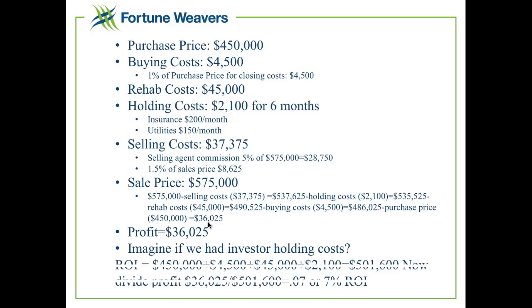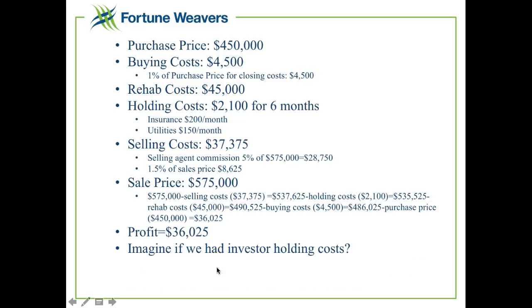So if you figure, let's back this out. Let's figure you're going to borrow about $500,000 on this. You've got $450,000 purchase plus $45,000 rehab. You've got some buying costs, some holding costs. If you only make $36,000 and you put up $500,000, that's only about a 7% return on investment.